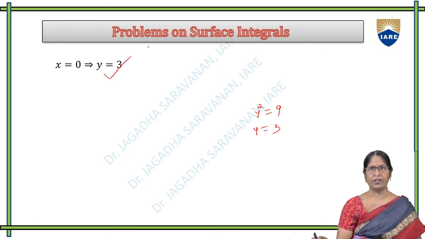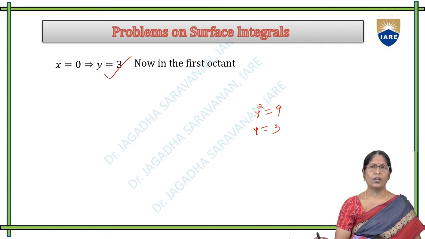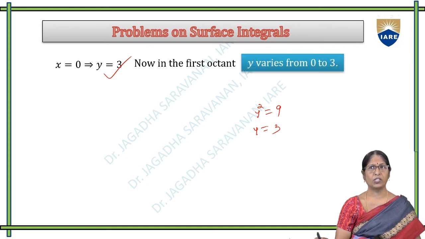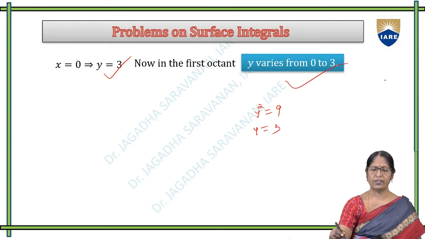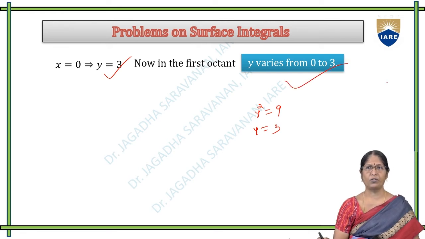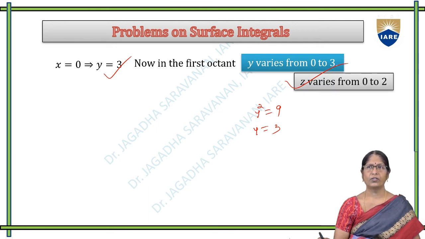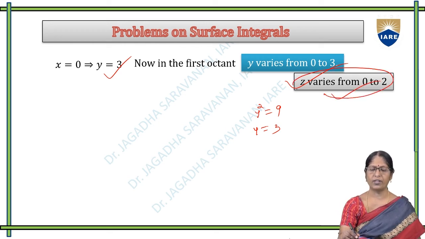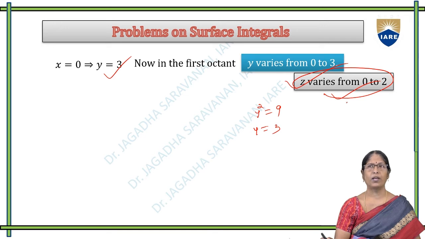That is what is written here. The problem is in the first octant, that is, positive. That is the reason we take only the positive value: y² equals 9 gives y equals plus or minus 3, but we neglect minus 3. We have taken the positive one, so y goes from 0 to 3. The next one is z varies from 0 to 2. This is given in the question, the problem, as a condition itself.